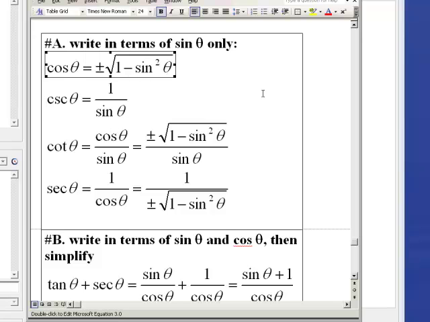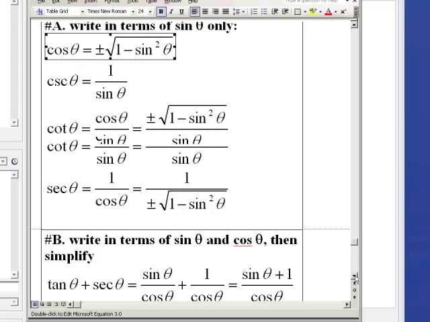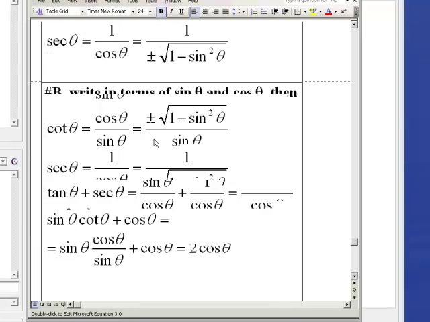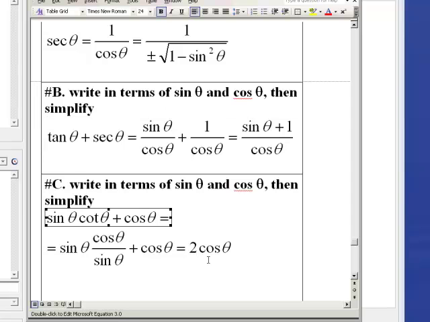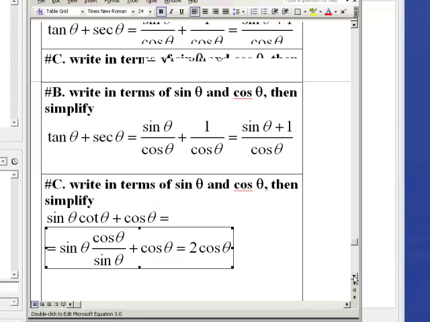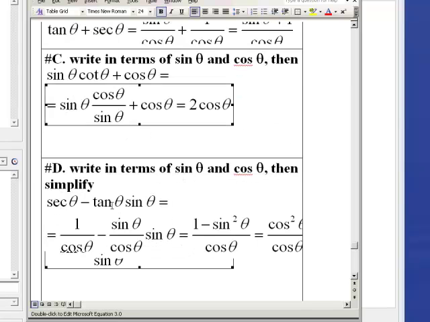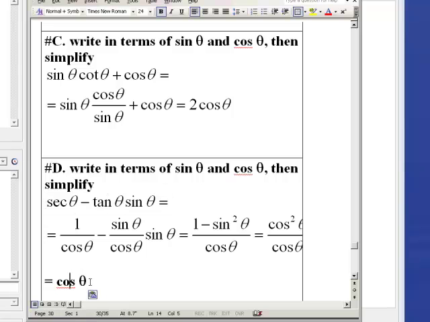So I'm just going to test the first one on the graphing calculator, and then while I am on the graphing calculator, I go ahead and test this one here, plug in tangent plus secant, see if that indeed is sine plus 1 over cosine. Then I'm going to test this one here, that indeed is 2 cosine theta, and then I'm going to do the fourth exercise that we did, that this one here indeed comes out to be cosine. Okay, so let's go ahead on the graphing calculator.